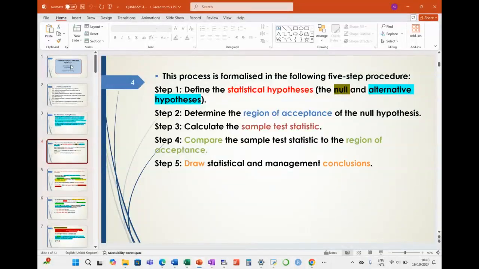Based off of the findings, we then compare to see whether the actual result of our experiment is within the region where we can accept our assumption, or outside of the region. If it's outside of the region where we can accept our assumption, that means we are rejecting our assumption and saying it's false. So that's what we mean when we say reject the null hypothesis. Then draw statistical and management conclusions.